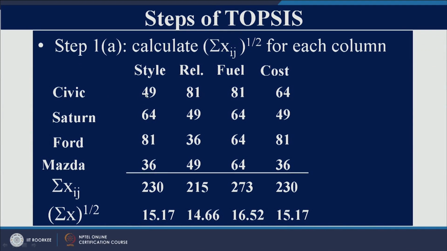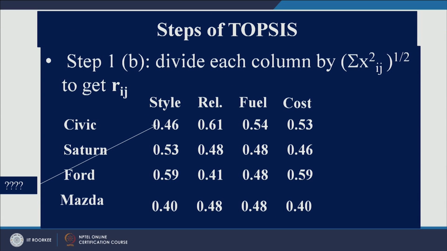So, let us first of all normalize the matrix, right. For normalization, what you need to do is take the square of those values in your initial matrix, take the sum of all these 4 columns. After this, just take the square root of these values, right. So, this 15.17, 14.46, 16.52 and 15.17. The next step is to divide each column by this value.